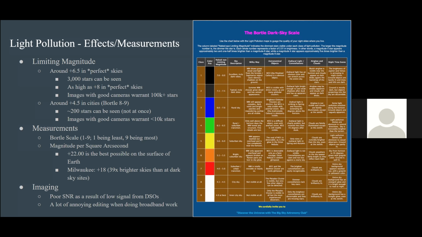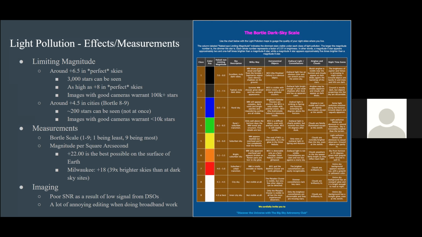And then also some measurements for light pollution. You obviously have the Bortle scale, 1 being the least amount of light pollution, and 9 being the most amount of light pollution. And then you also have the magnitude per square arc second. This is basically self-explanatory in a way.